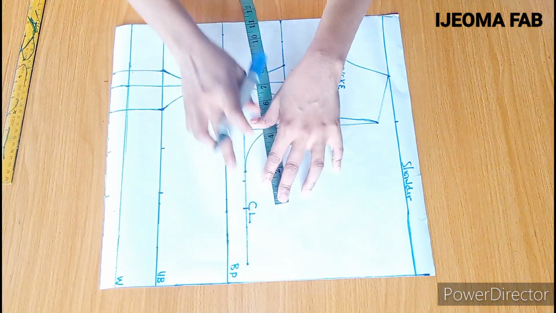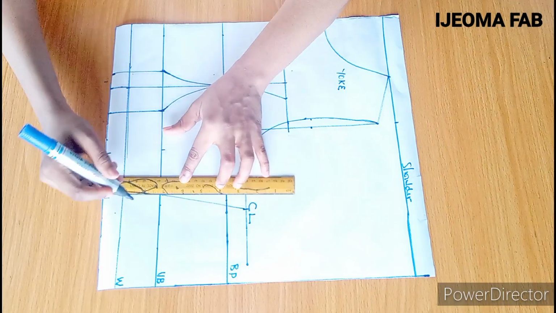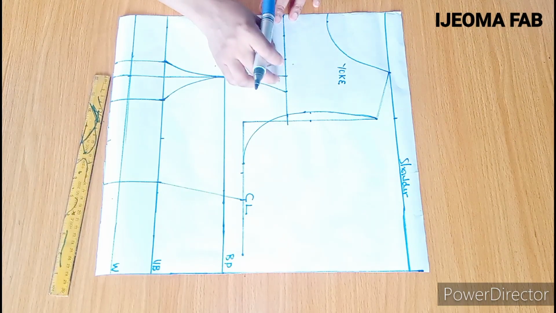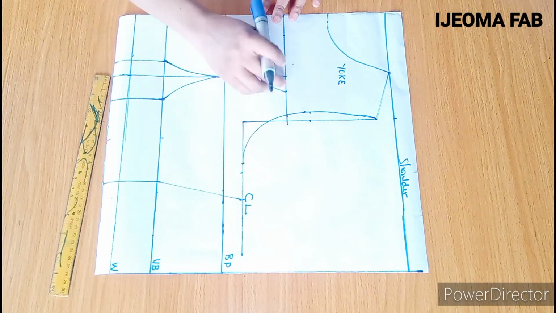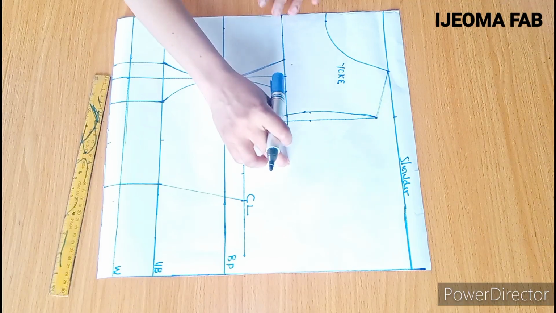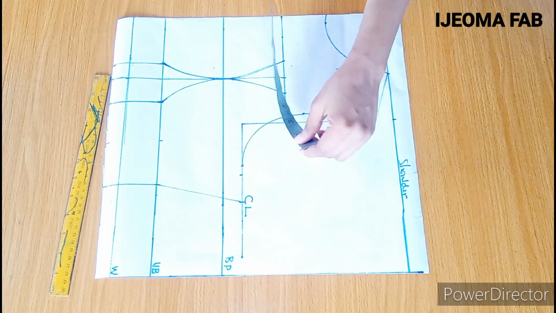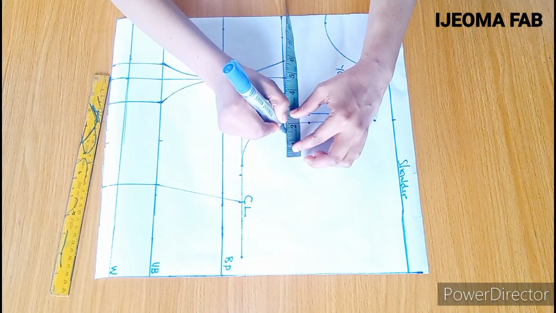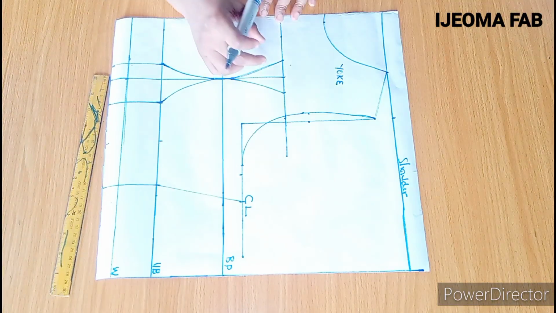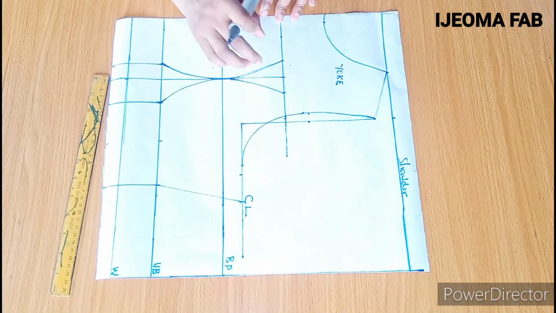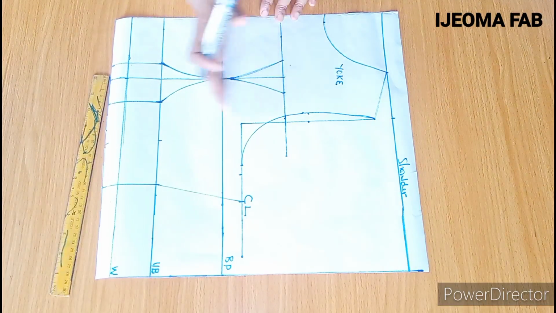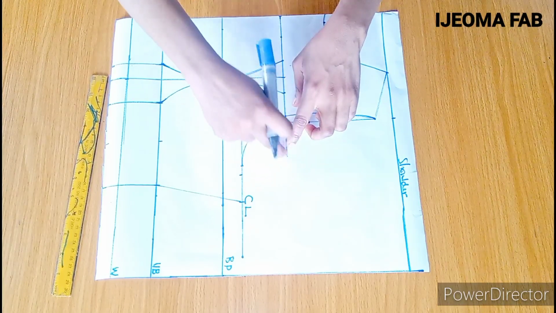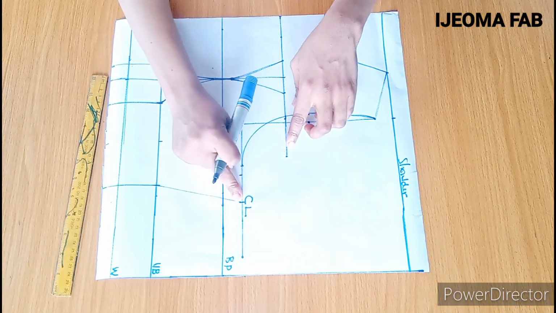So the next thing I'm going to do now is to connect this marking. So the next thing we'll need to do is to add back this allowance that we took here on this panel. So I'm going to extend this line by 2 inches. So I took away 2 inches from here. I'm going to extend it this way. So if I don't replace the dart on this panel, after sewing, I'll be having a shortage on this panel. So from this 2 inches extension now, I'm going to connect from here now to this chest line.